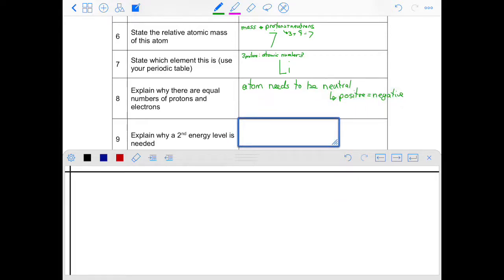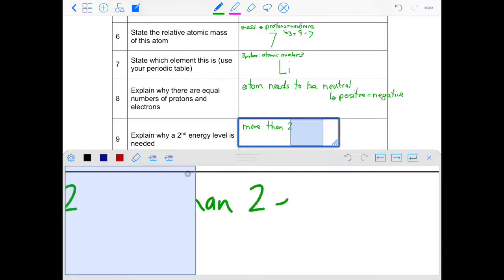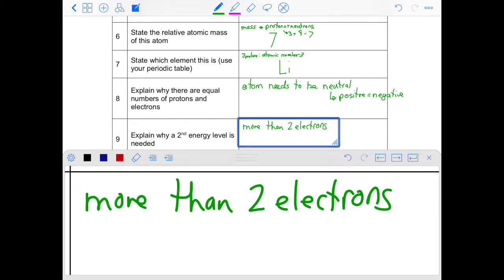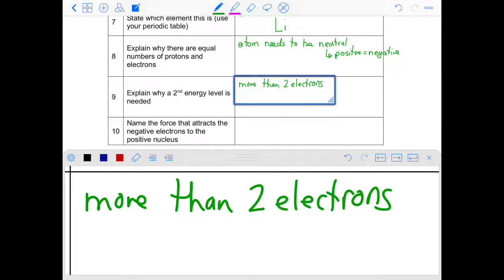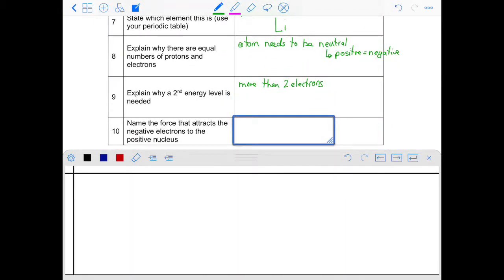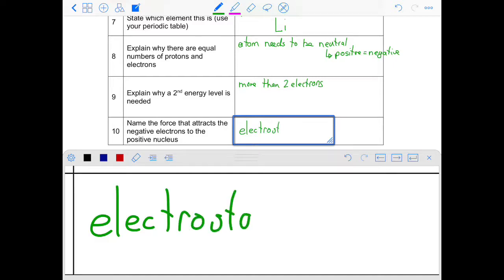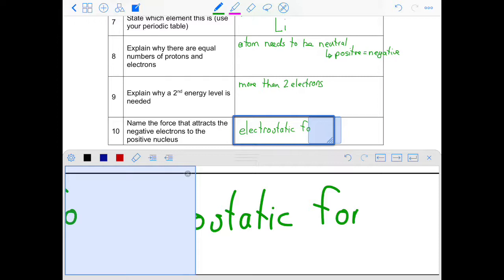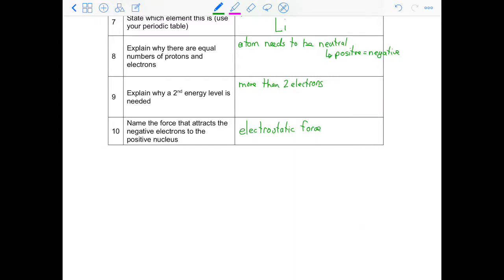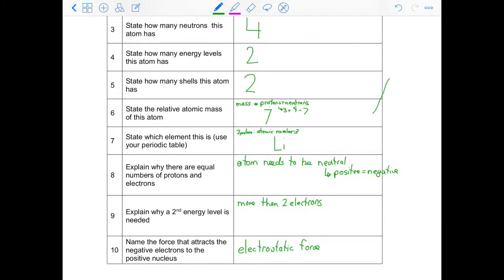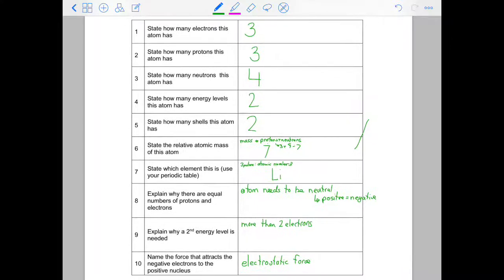Why do we need a second energy level? Because we have more than 2 electrons. Because we know the first energy level can only hold those 2 electrons. So if we have more than 2, we need another energy level. And the force that attracts the negative electrons to the positive nucleus, that was the electrostatic force. So those are the answers there. Make sure that you do write those into your booklet, so that you do have all the correct answers there.